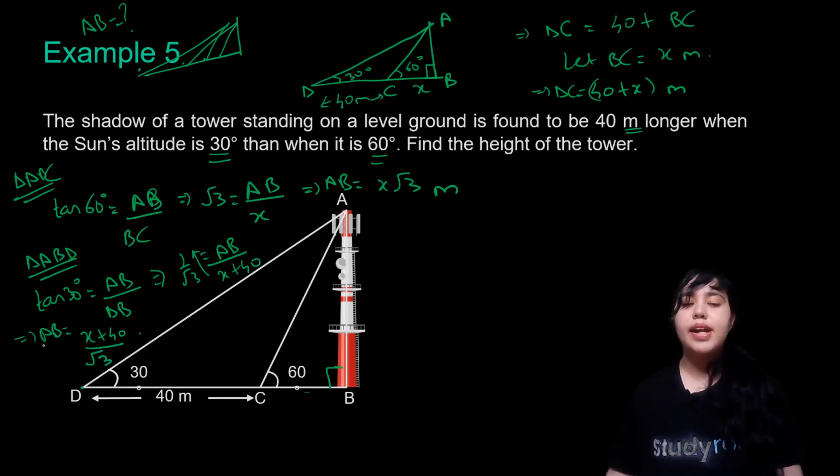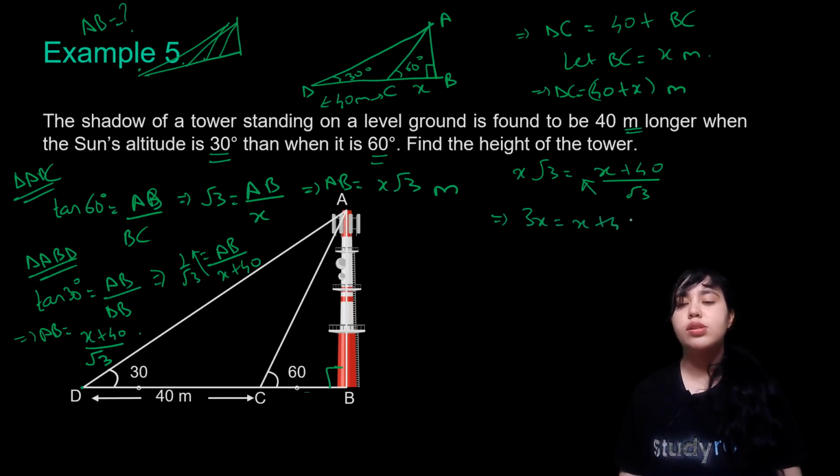So here I am getting some value of AB from triangle ABD, and from triangle ABC this is the value of AB that I got. I can compare the two values. So I can say x root 3 is equal to x plus 40 upon root 3. Let me take this over here. x into root 3 is 3x. So 3x is equal to x plus 40. I take this x over here, it becomes minus. So 3x minus x is equal to 40. So this gives you 2x equal to 40. This gives you x equal to 20, unit being meters.